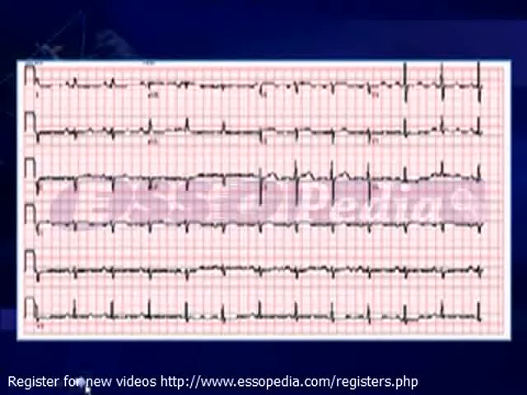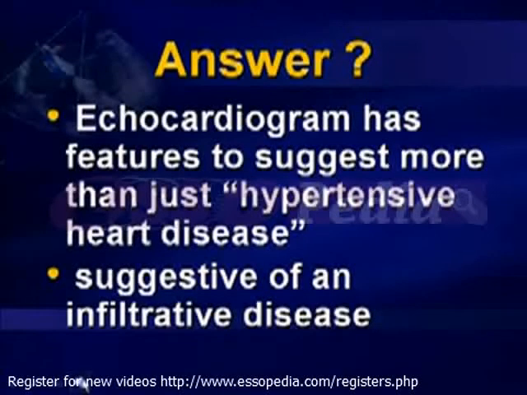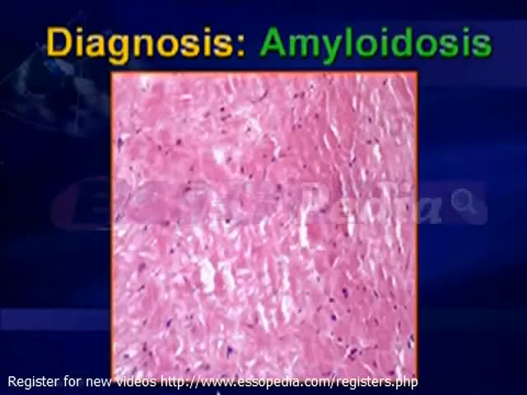Here is the 12-lead electrocardiogram: sinus rhythm, left axis deviation, perhaps slightly reduced voltage. And so this echocardiogram had features to suggest more than just hypertensive heart disease. In fact, it suggested some infiltrative process. This patient underwent biopsy and unfortunately had the diagnosis of cardiac amyloidosis.